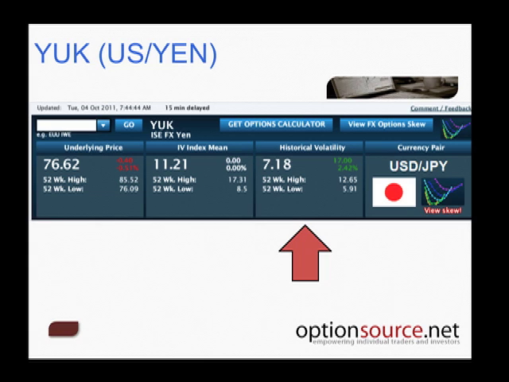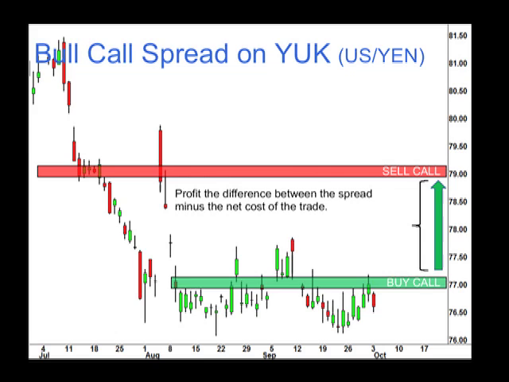So you can see here, and this actually is what I found very interesting when I was looking at creating this strategy, is that the historical volatility of the YUK is actually quite low. It's around 7.18.